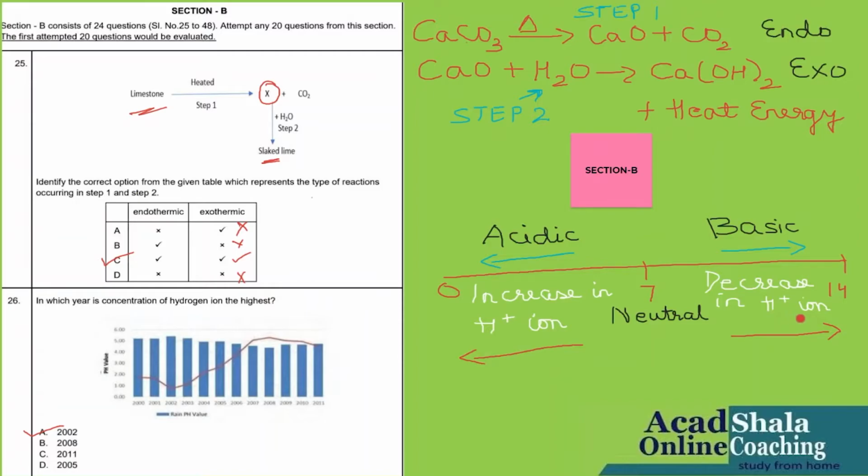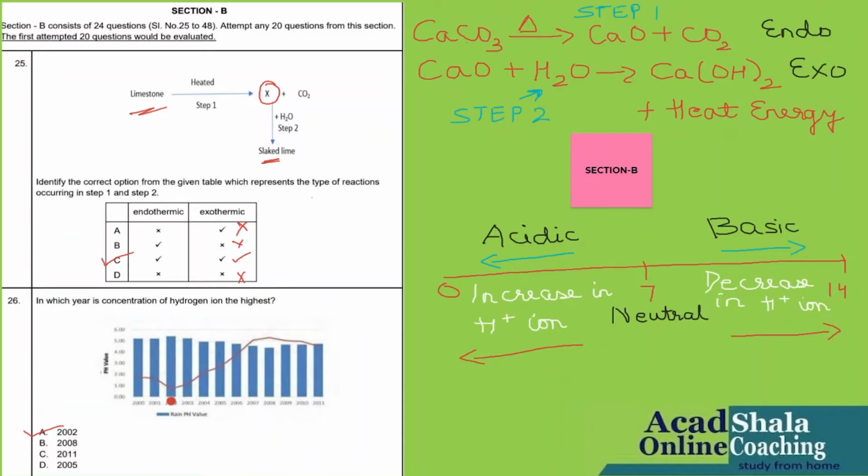So I have understood with the help of the pH scale that the least pH value says more hydrogen ion concentration and a very strong acid, that is, acidic property increases. Now we have to see in which year the concentration of hydrogen ion is the highest. I will check the bar chart as well as the pH value. I found that the least pH value is 1, and that is in 2002.